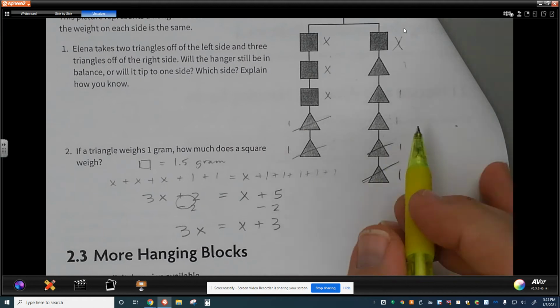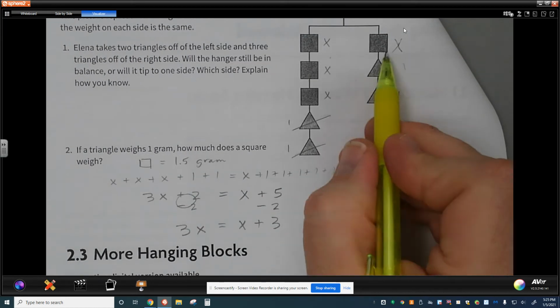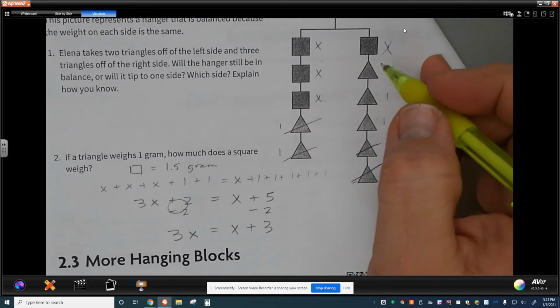On the next part, I don't have any more triangles to take away on the left, so I'm not going to try and take any more from the right. I do have a square that I can take away on the right side though.